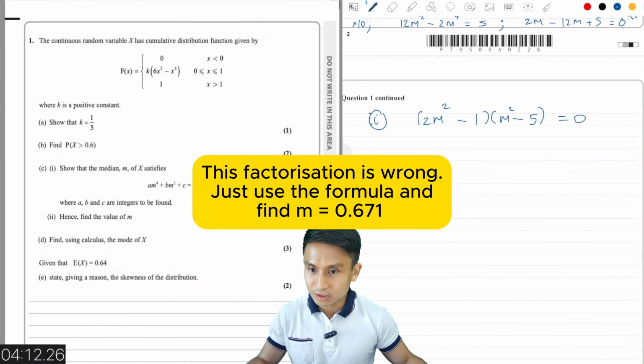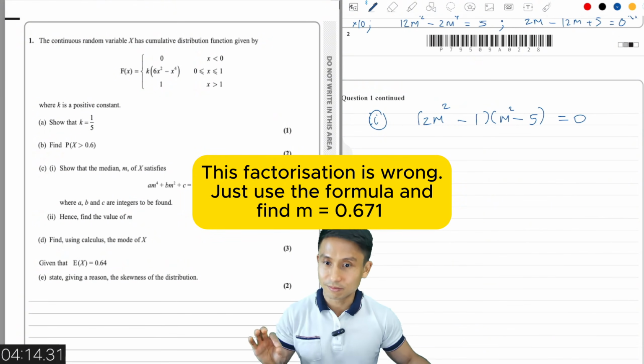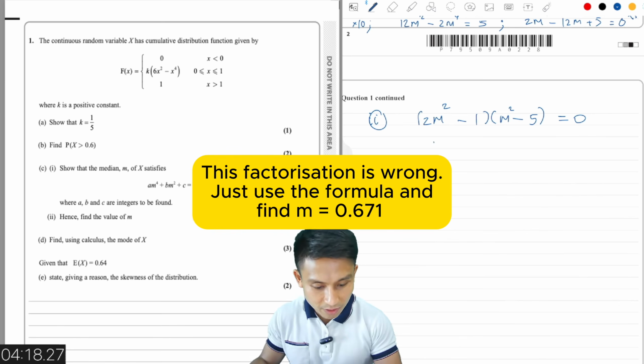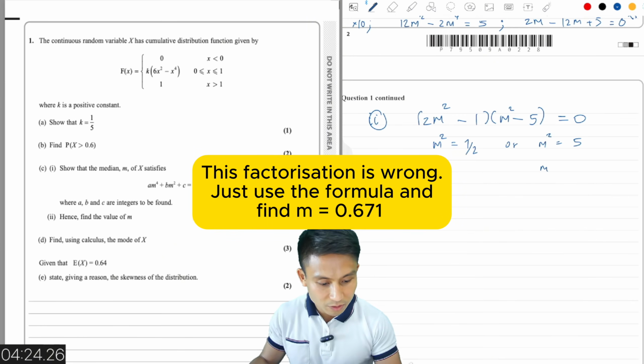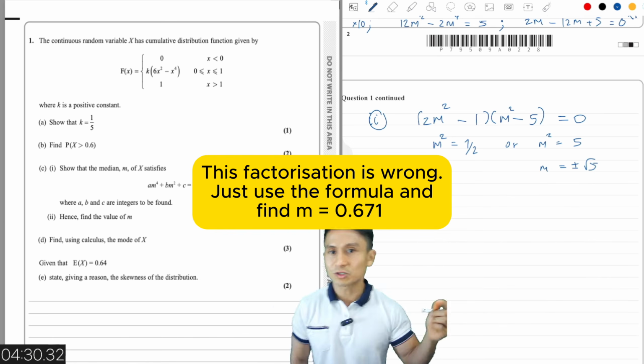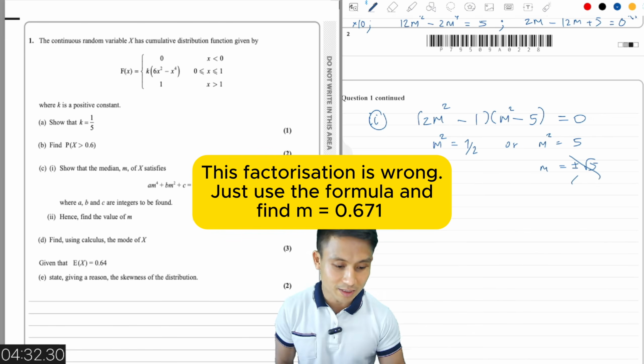And then we're going to solve to find the value of m. Note that m should be something that makes sense between 0 and 1. So the first one, m squared equals 1 over 2, or m squared equals 5. Well, this one will give you plus or minus root 5, which is greater than 1. Root 5 is greater than 1, so that doesn't make sense, right?